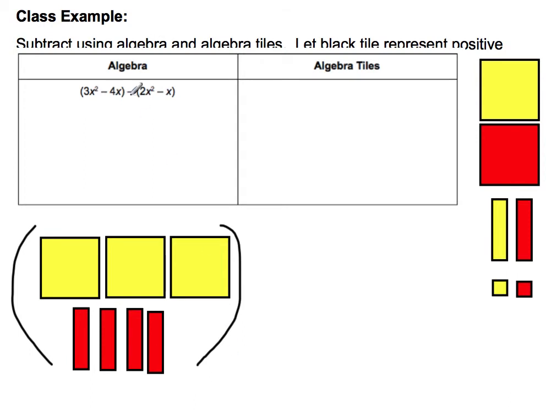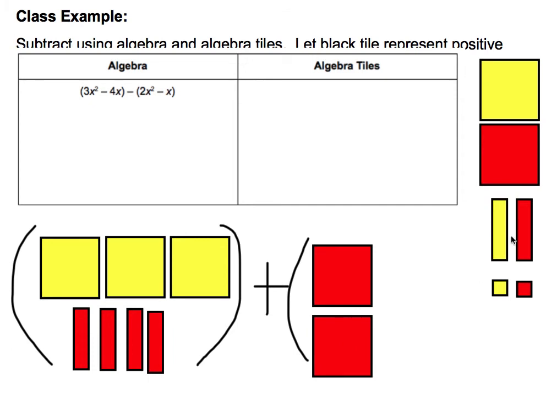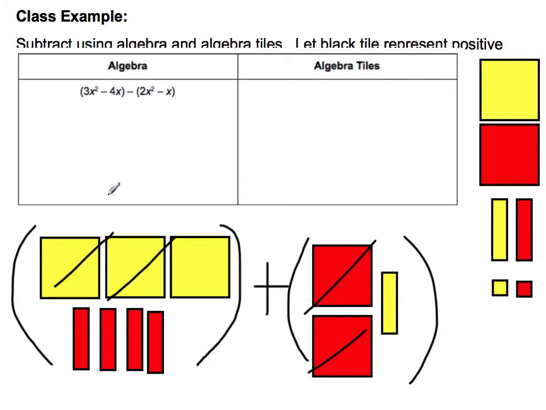I'm already going to switch this. So I'm going to switch this to a big plus sign. I'm going to switch that subtraction statement to an addition statement. And I'm going to put the opposite of my second polynomial. So I'm going to put 2 red x squareds and 1 positive variable tile. And then we zero out. Okay, so we're going to zero out these two, and we're left with 1x squared. I'm just going to put it here. Actually, I should put it here. Let's put it here. I'm going to erase this.